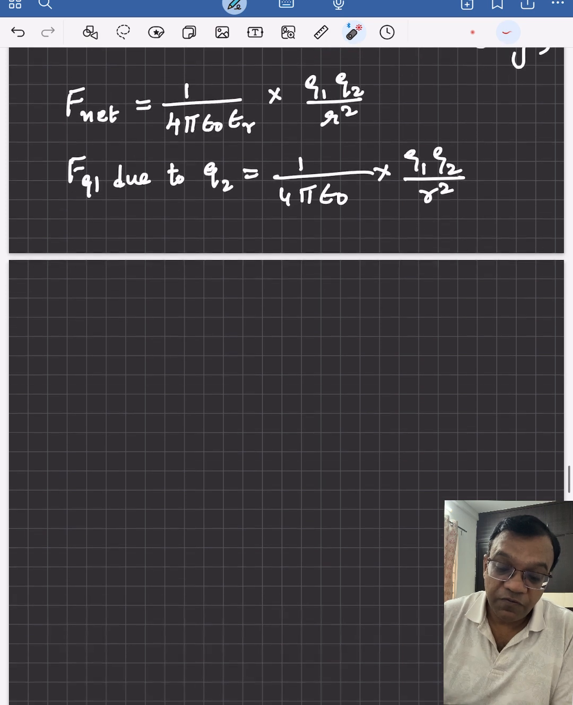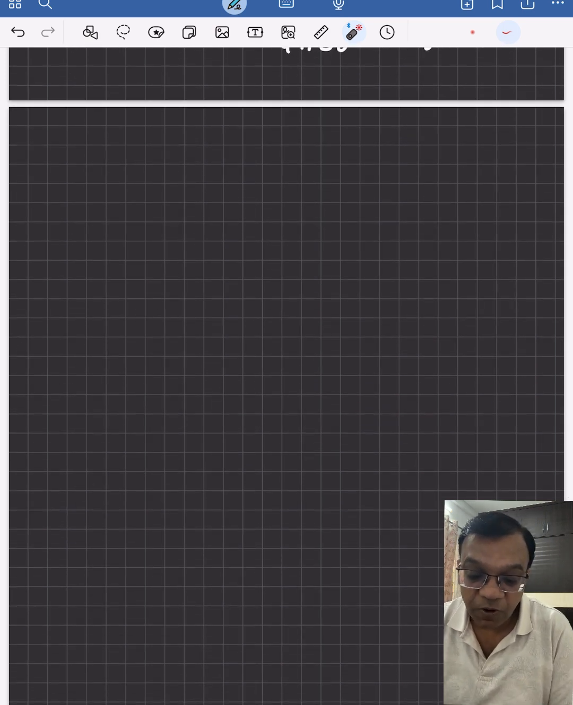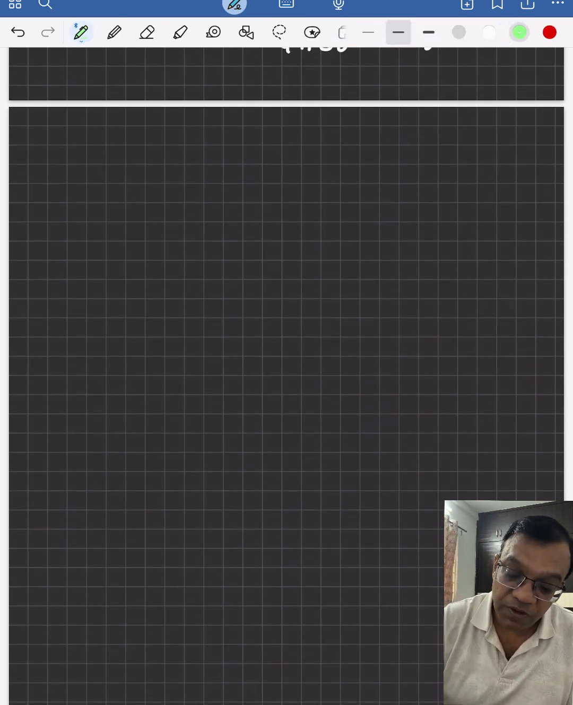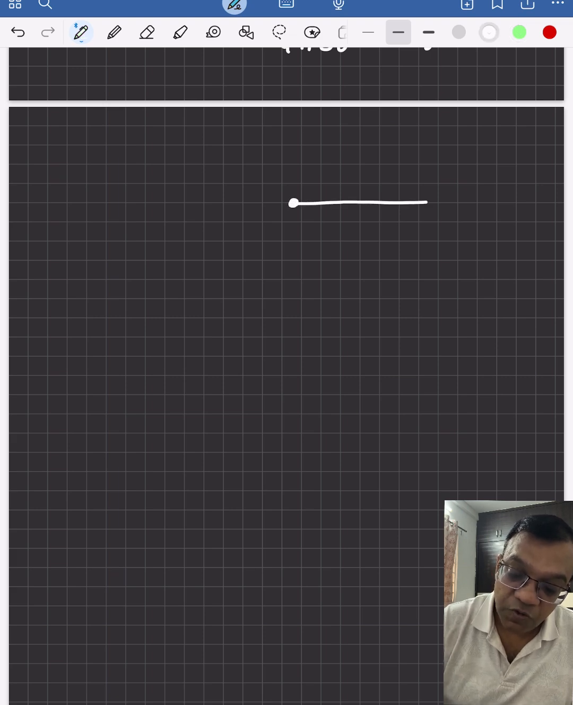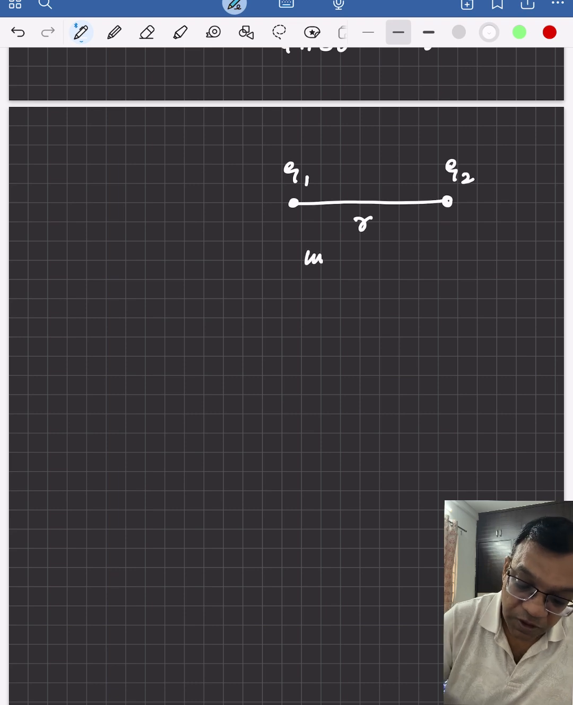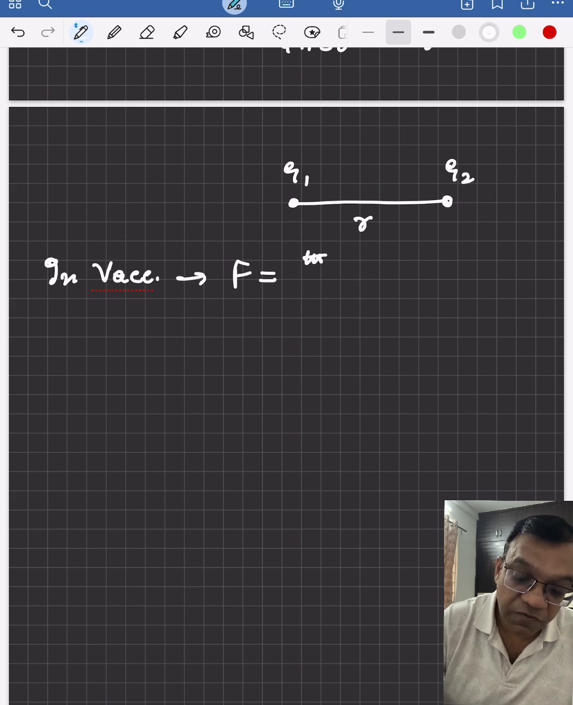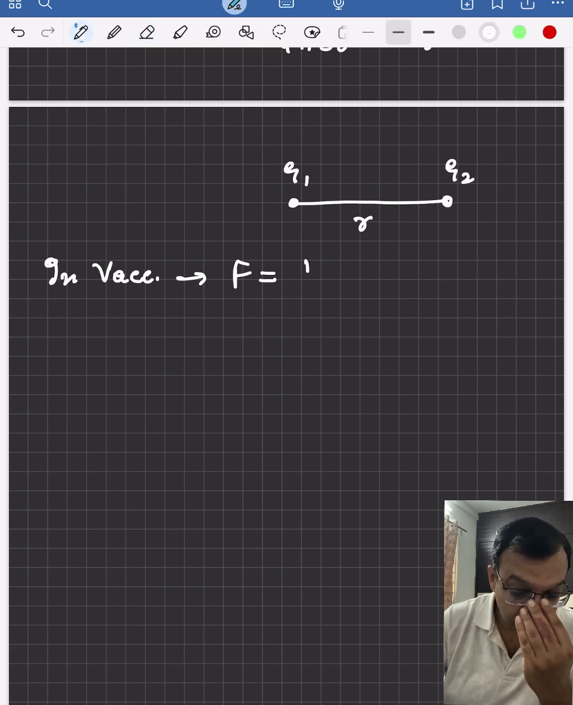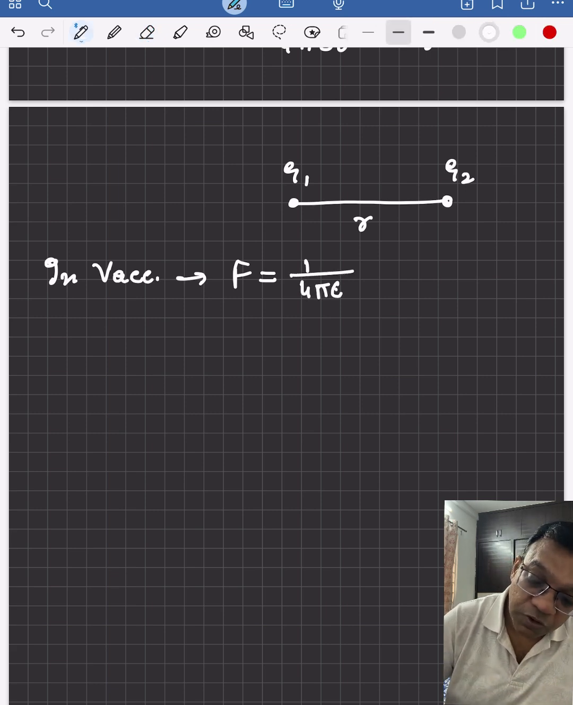So first you see what the myth about this particular point is in people's minds. If two point charges q1, q2 are placed at a distance r in vacuum, then we say they attract or repel each other with a force which is equal to 1 upon 4 pi epsilon naught q1 q2 upon r square.